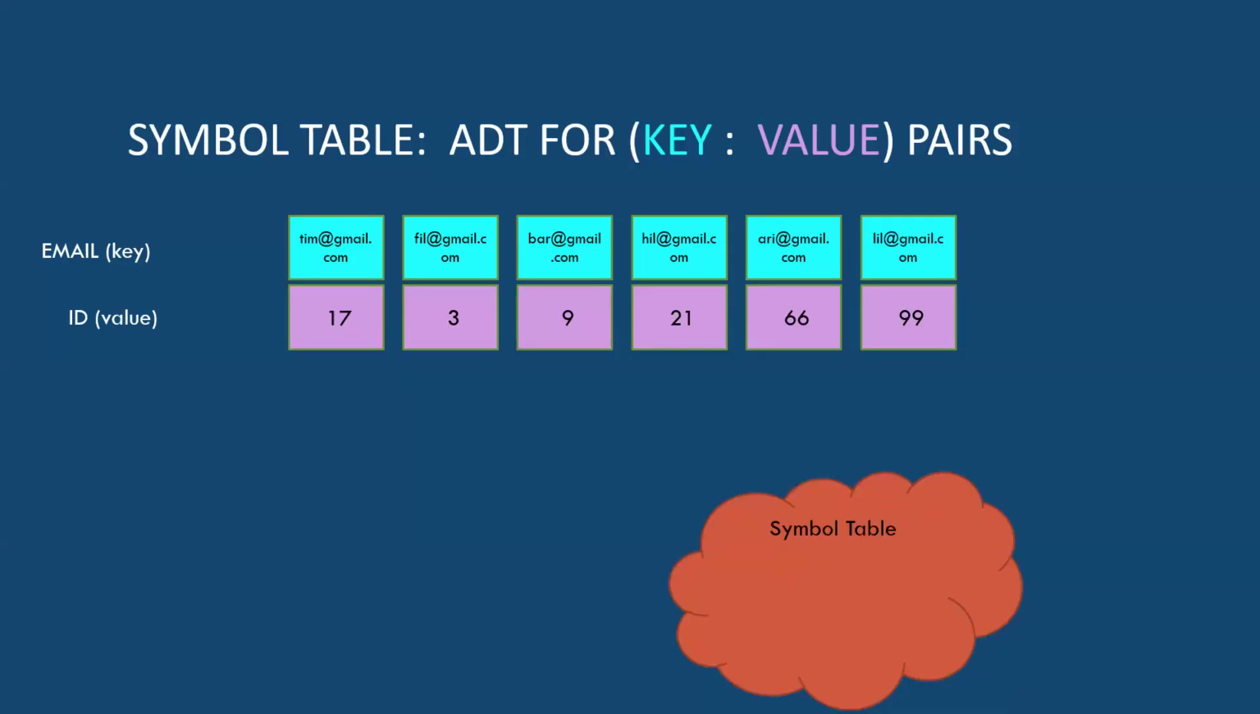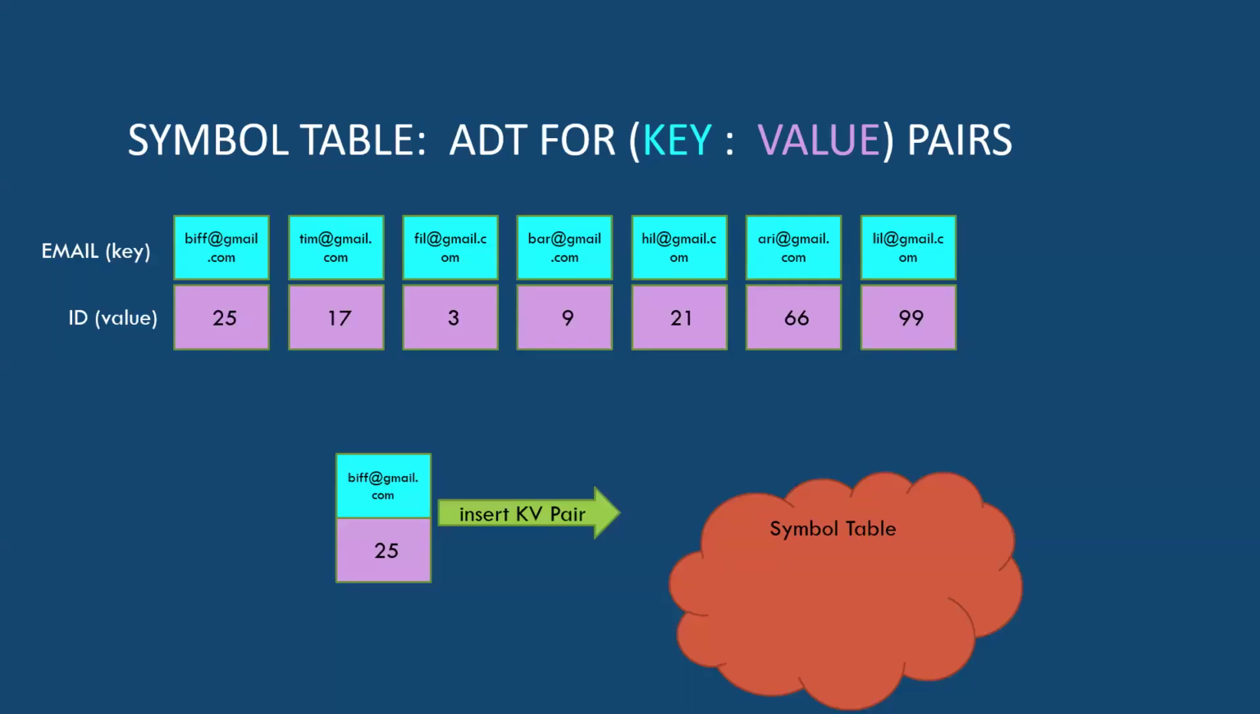So this idea of a symbol table exists kind of between the user of the database and the cloud, let's say. So I show up and I have an email, biff@gmail.com, and a value of 25. I want to insert that key value pair into the symbol table. So what we have to do is find out if Biff is already in there and potentially update the value associated with Biff if we're not supporting duplicates. Later on, I can say, hey, what's the value associated with that particular key? And I should get that value back.